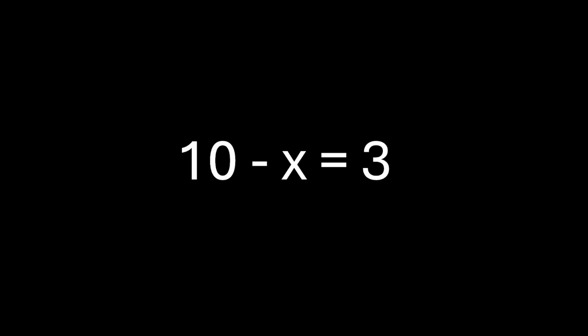You can now try this for yourself. In this case we have 10 minus x equals 3. So what does x have to be for this calculation to add up? So in this case x has to be equal to 7, since 10 minus 7 equals 3.